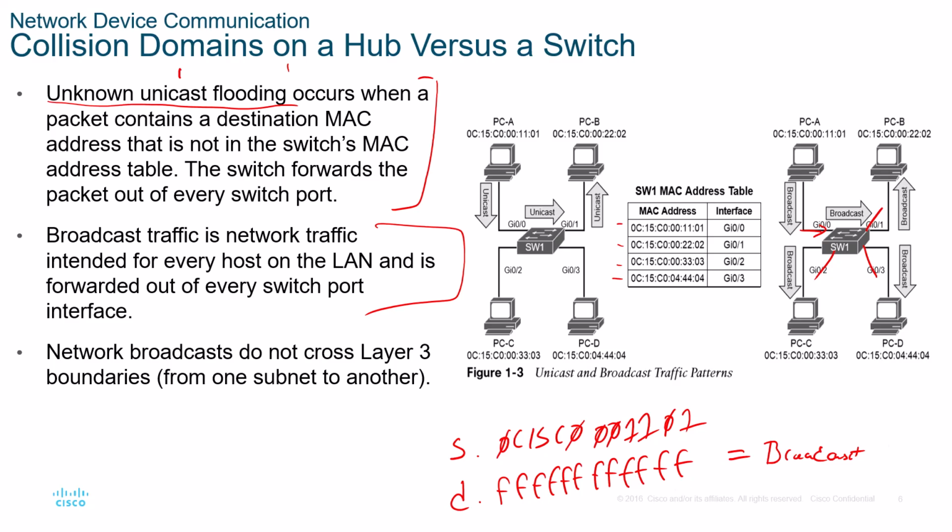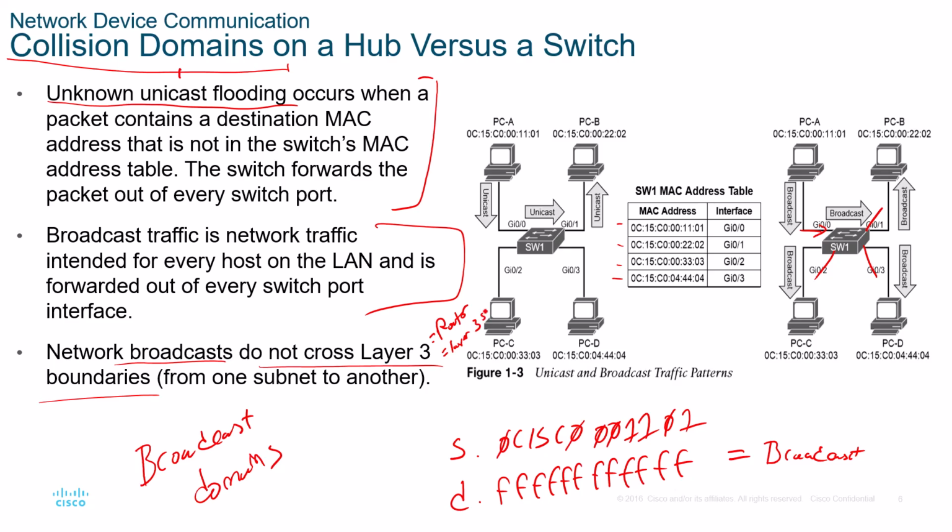Important to point out, broadcasts do not cross a layer 3 boundary. Broadcast domains, meaning a layer 3 boundary, will exist on the layer 3 devices. Normally we say router, but also a layer 3 switch. So again, broadcasts will not go past a layer 3 device.